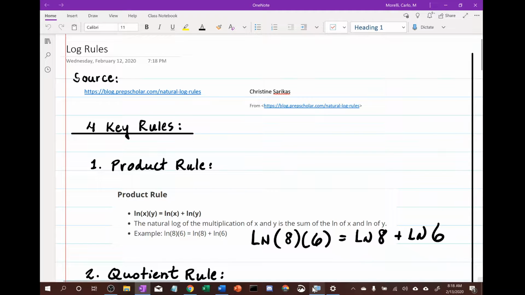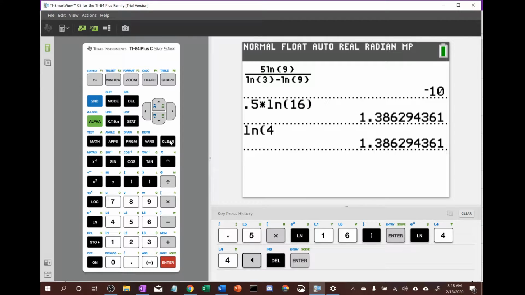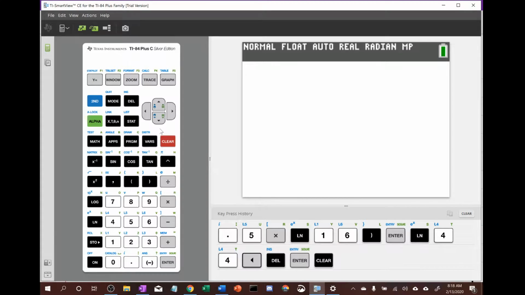So I want to start us off by actually doing something, okay? Let's turn on the calculator. Clear the memory. Second plus 712.